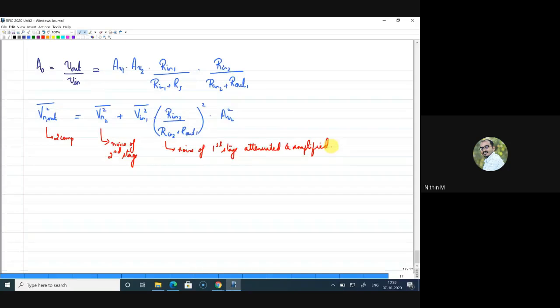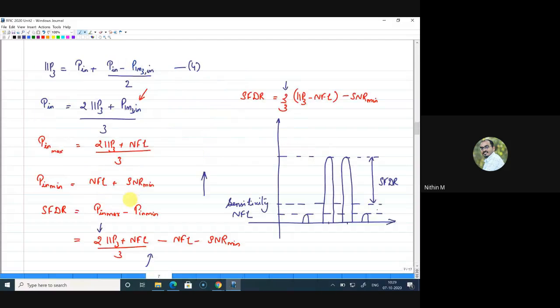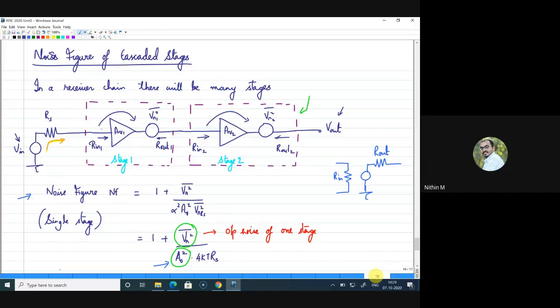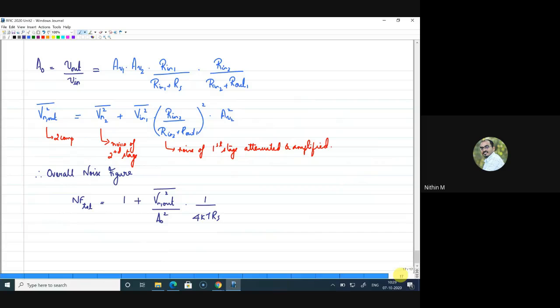Right. So after writing Vn out and A naught, therefore now we can write the overall noise figure. So the overall noise figure of these two stages together can be written as NF total. It can be written as 1 plus Vn out square bar divided by A naught square into 1 by 4kTRs. The same formula I have written, where Vn out square bar is at the output. So at the output, you have directly the output noise of the second stage plus the noise of the first stage attenuated and amplified by the second stage, and in the denominator you have the entire gain of the system. So if I plug in whatever I obtained, I can write this NF total as 1 plus Vn out square by A naught square.